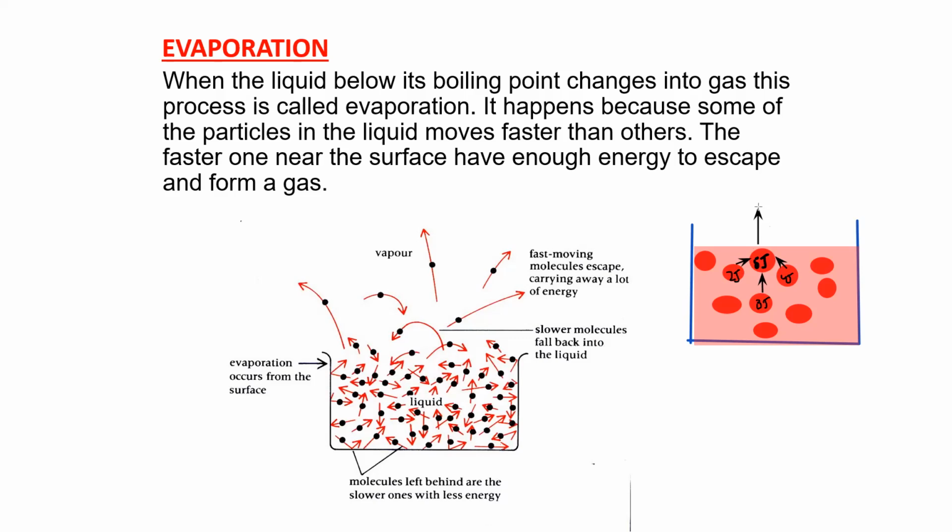So when this particle has sufficient energy, it will go out from the liquid surface, and when it leaves the liquid surface, the amount of the liquid will decrease, and evaporation occurs. And what happens to the neighbors, the particles which are left behind? What happens to their energy? Will it increase or decrease?